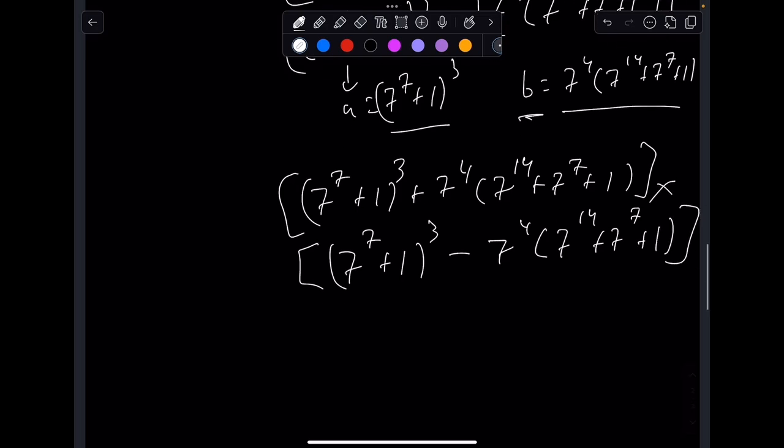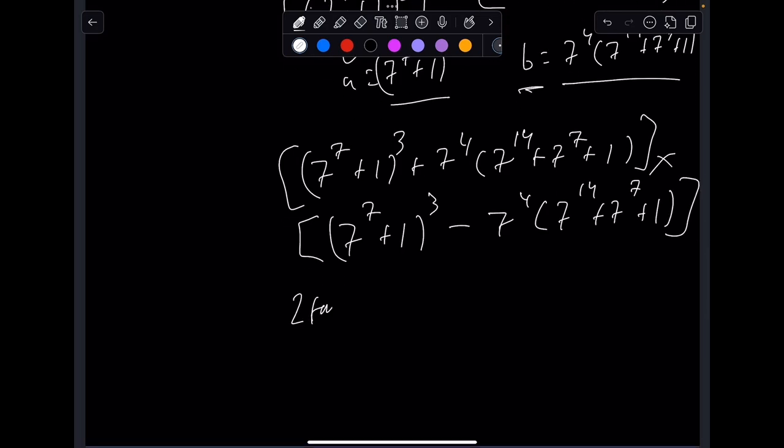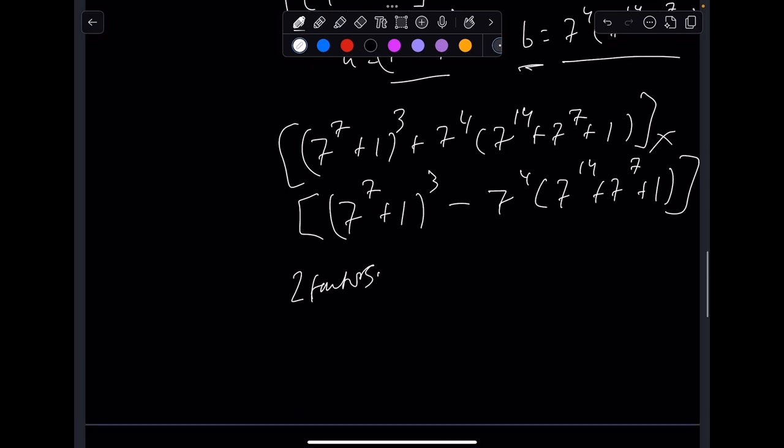So these are being times by each other. So these are the two factors, and we're told not to calculate them explicitly because there's a lot of 7 to the 7s, for example. And yeah, that's our final answer.